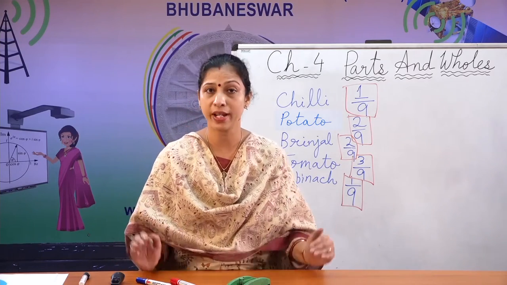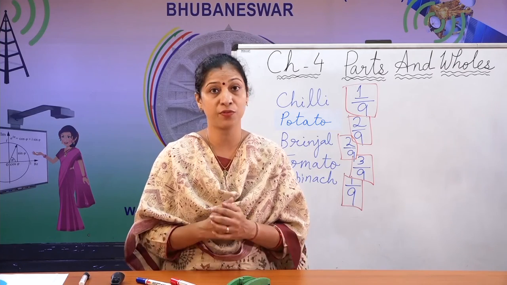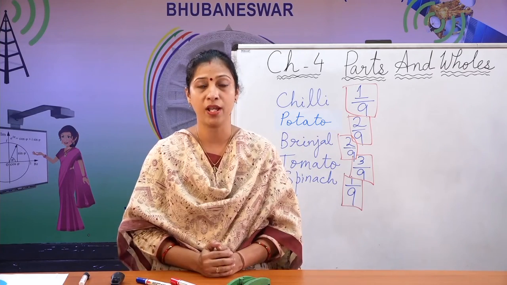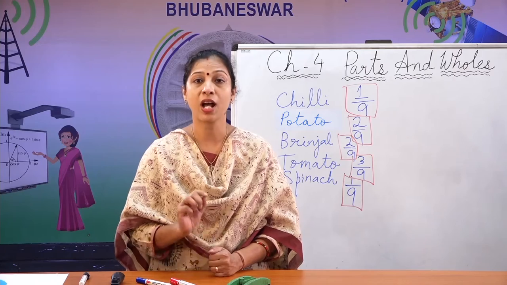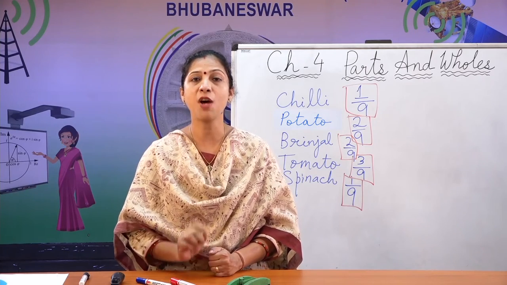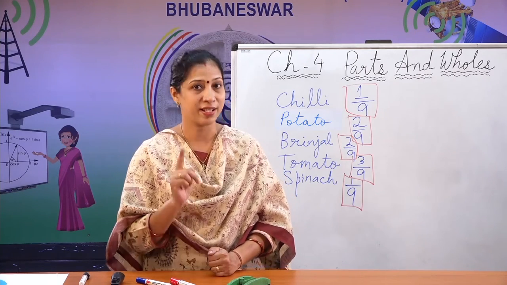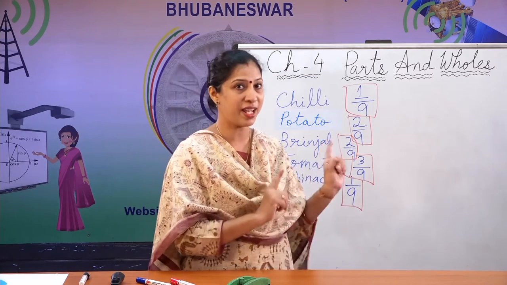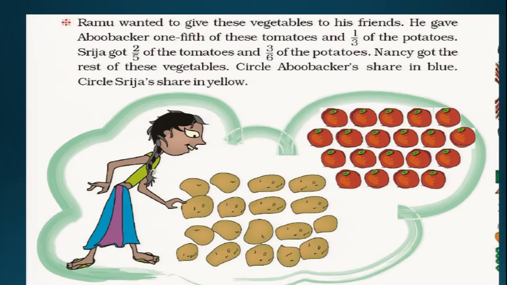Whenever we want to find out the parts, we first have to find out what is the value of the whole. That means we have to count how many tomatoes are there and how many potatoes are there. So count now. By the time I erase, you just keep on counting how many tomatoes and how many potatoes are there. Did you finish counting the total number of potatoes and tomatoes?